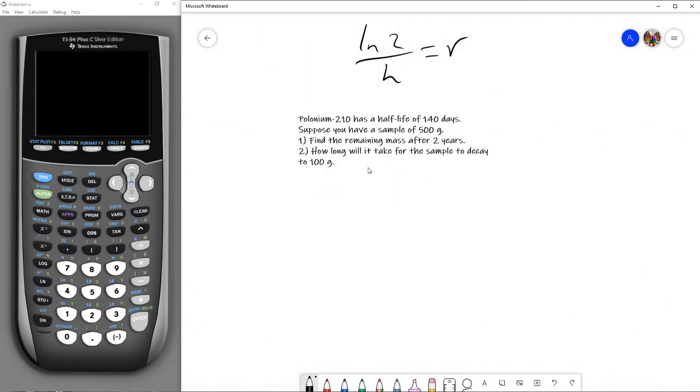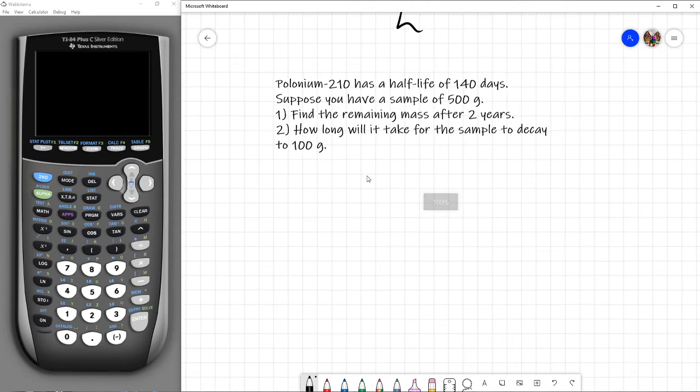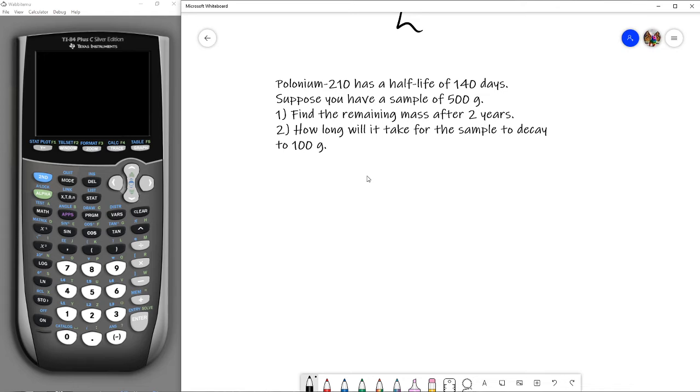So, let's zoom in a little bit. Alright, so polonium 210 has a half-life of 140 days. This information right here tells us that h is going to equal 140 days. Now, next we see that we have a sample of 500 grams. So this tells us that the initial mass is equal to 500 grams.